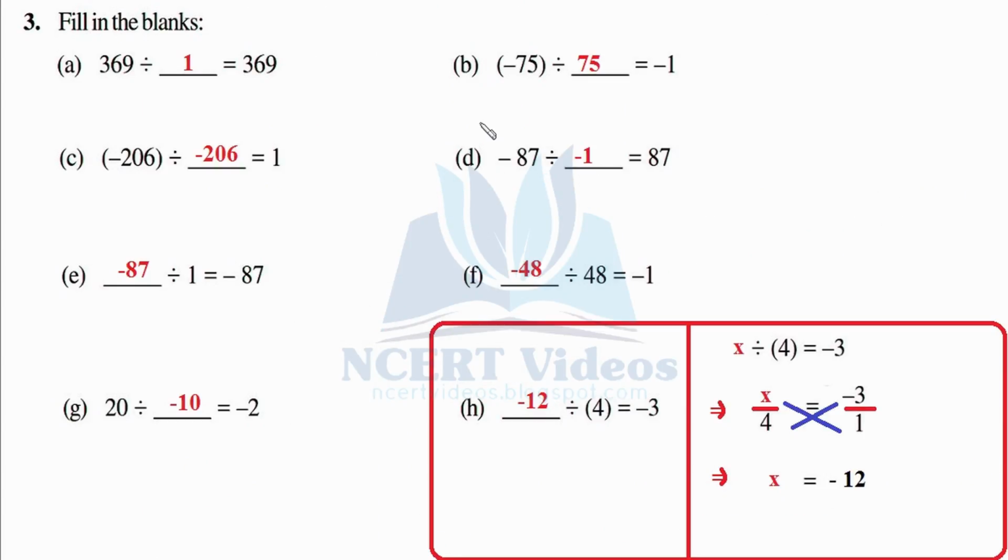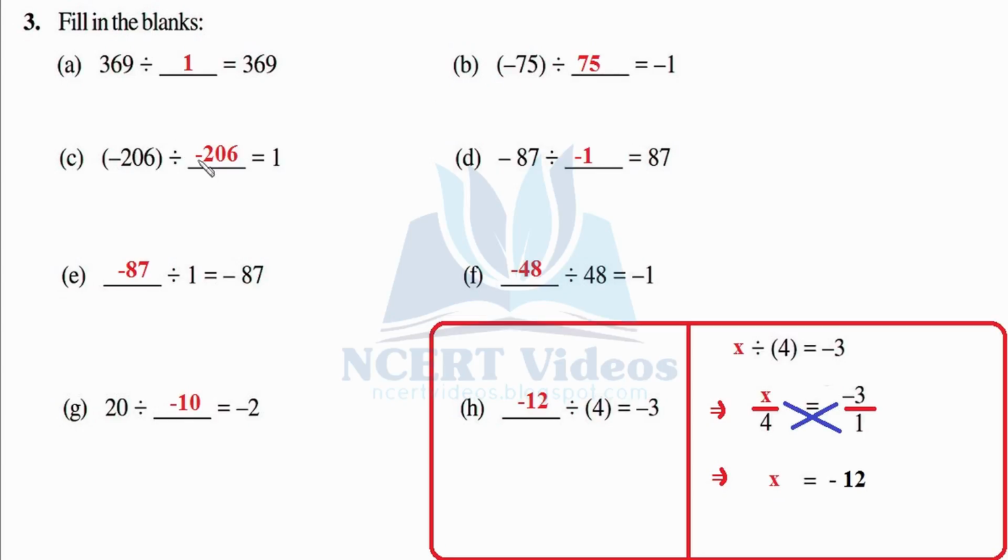Question 3, fill in the blanks. So again we had done this type of question previously as well. So what should be here in order to get 369? If we divide it by 1, we get the same number, therefore 369. B part. Now here first we have to look at the output, it is 1. Then how can 1 come? If we divide this number by itself, therefore 75, and here the sign was negative, therefore only one thing should be negative. If we put it negative then it will become plus, but it is not here, therefore we take plus 75.